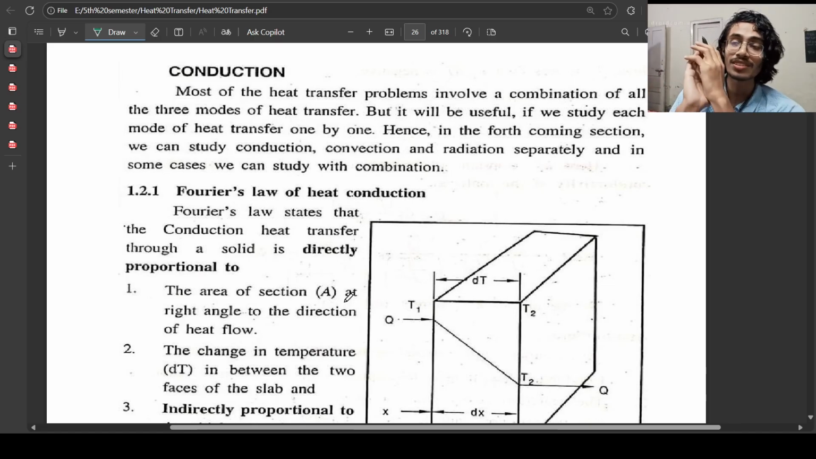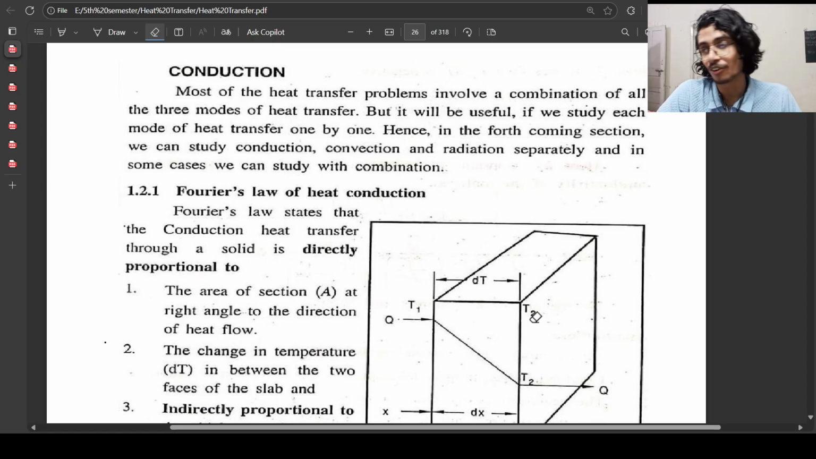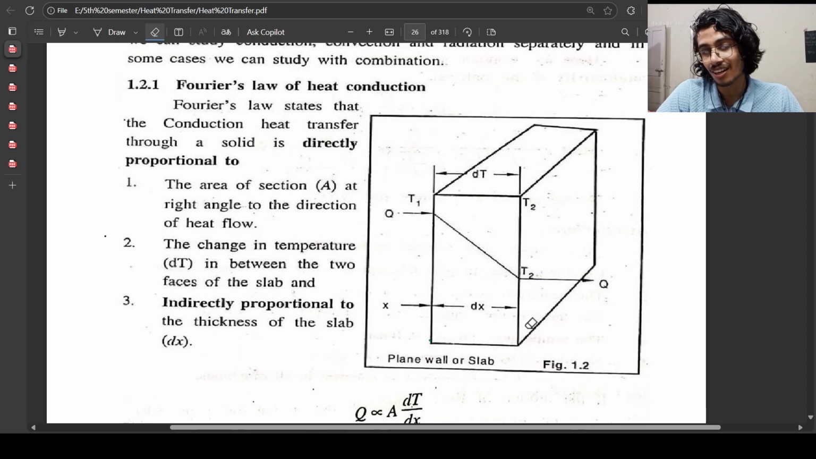Now we will see the theoretic experimental. This formula actually is given by Fourier, and it is experimental. It has no proof, so you don't have to derive anything from here. Now let's study the Fourier law of heat conduction. Okay, so for that, let's take a look at figure 1.2. So this is basically a plain wall or slab like this. You can consider it like this. So it has two planes.